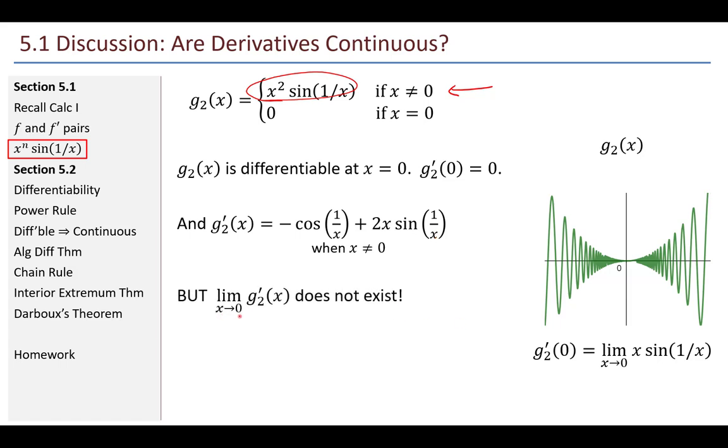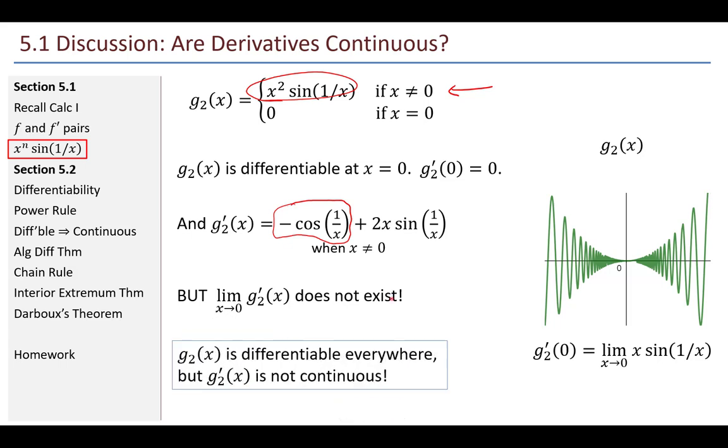As x approaches 0 of g prime of 2, that doesn't exist. This cosine of 1 over x doesn't have a value as x goes to 0. So we're in this funny situation where g2 of x is differentiable everywhere, but the derivative is not continuous. So funny things happen when I start looking at differentiability. And so now in section 5.2, we'll get the actual definition and look at some of those consequences.